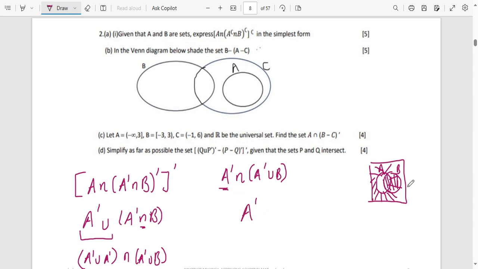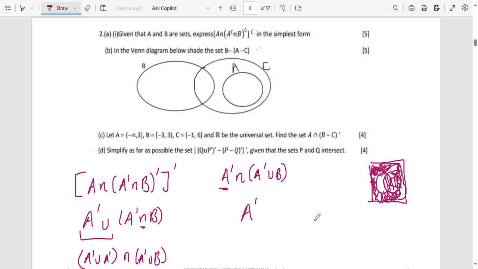Hope you can see that. Look at the set that I've shaded. I've almost shaded everything except that part of A. That's more part of A. Now we want where this set I've shaded is meeting with what is outside A. So it will just be that part outside A. I just hope you can see that.